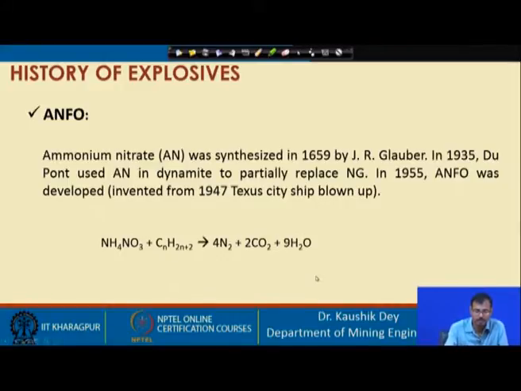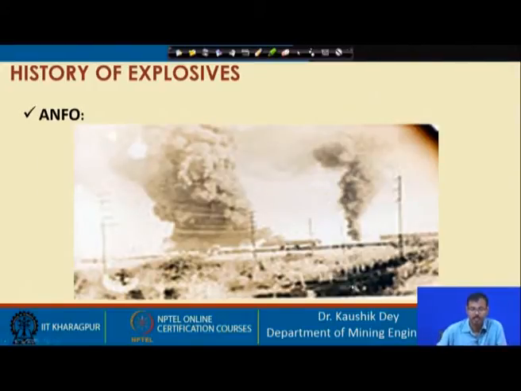This is ammonium nitrate mixed with fuel oil, and on reaction it gives nitrogen, carbon dioxide and water. Now, let us look into the Texas City accident. What happened? A ship which was carrying ammonium nitrate, placed in the lower deck of the ship, accidentally caught fire, and people were fighting that fire for 2 days.